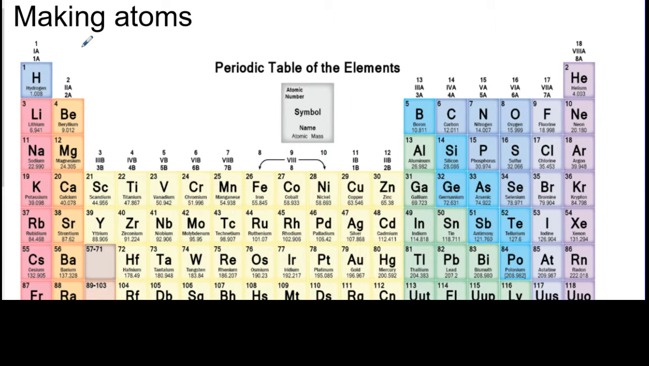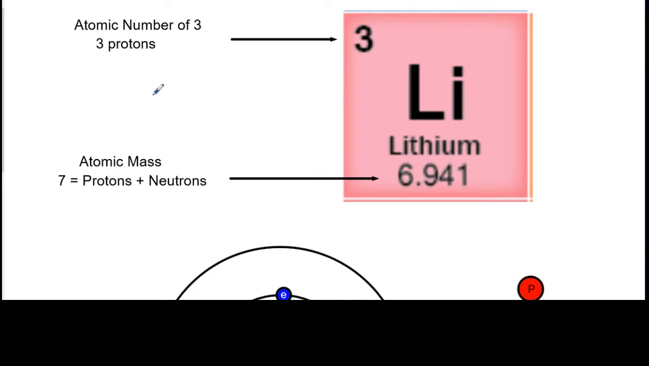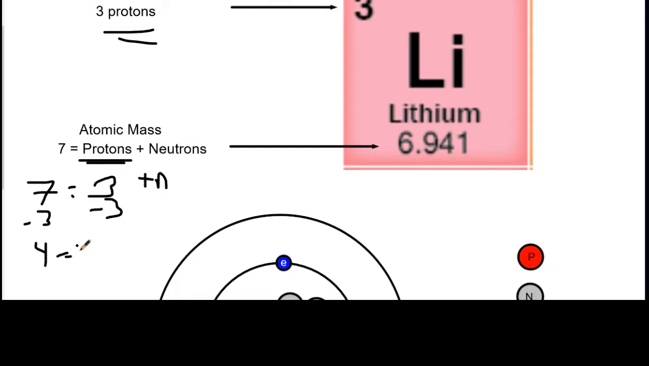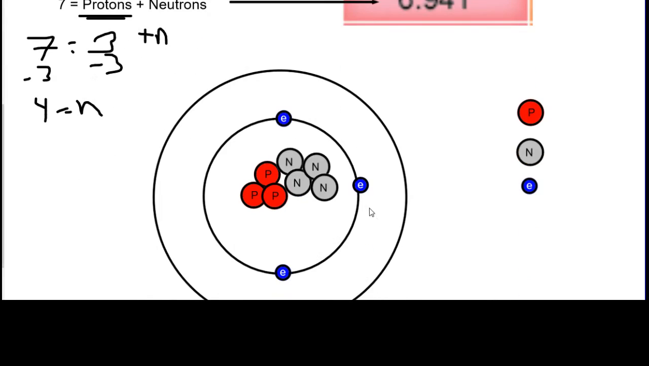So if we're looking at making an atom, most of these atoms you can find from the cell. So look at the example for lithium. The atomic number is 3, so therefore it has 3 protons. The atomic mass has a mass of 7, which means that it's equal to the protons plus the neutrons. Since the protons is equal to 3, we will have 3 here. So therefore, subtracting 3 from each side, we're going to have 4 neutrons. When I go to start to build this, I'm going to put in 3 protons and 4 neutrons.